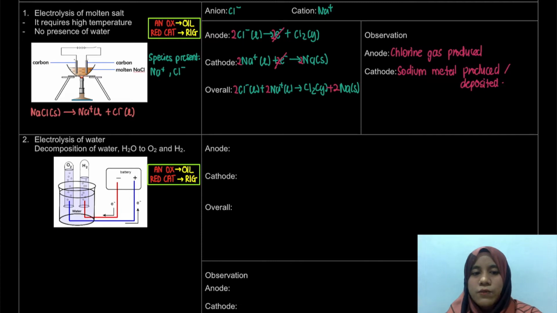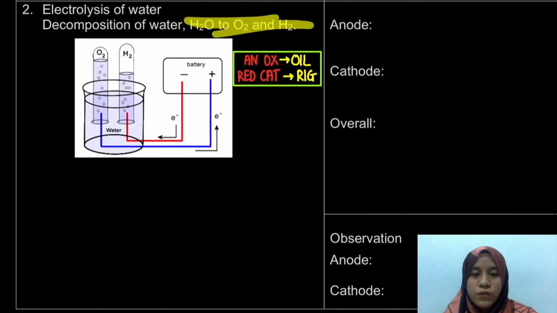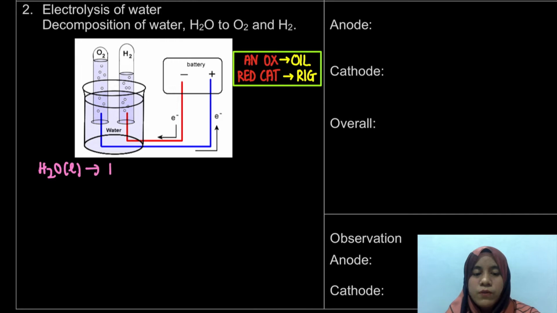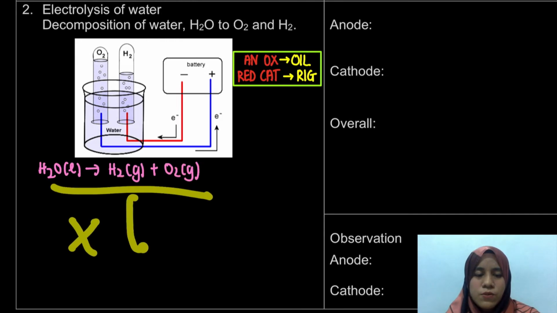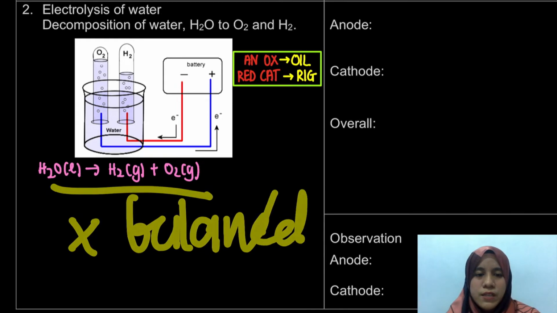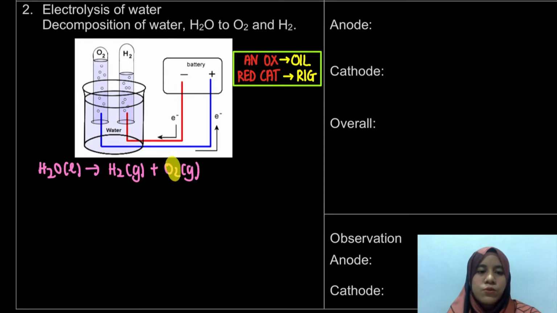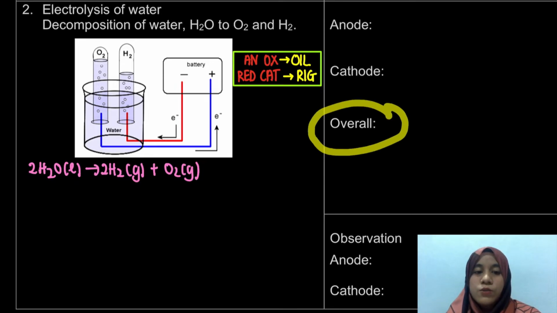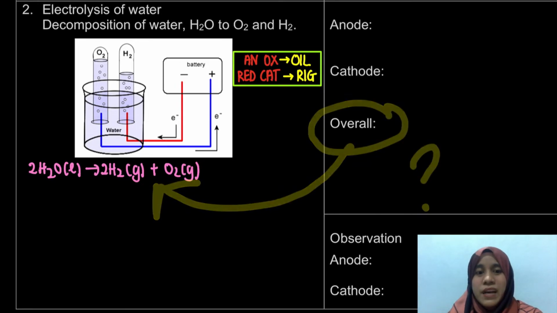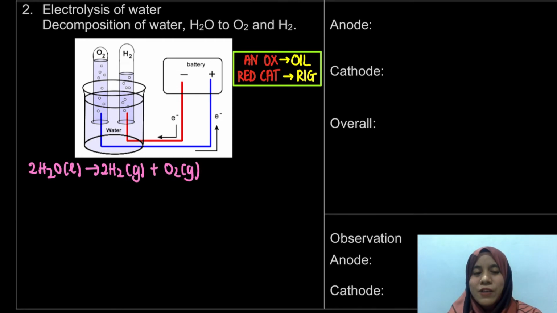Okay, next we have to look at electrolysis of water, where it will decompose to O2 and H2. First, what I would like to write down is the equation itself. H2O liquid will form H2 gas plus O2 gas. But the equation is not balanced yet, so what I'm going to do is balance the oxygen. So 2H2O gives 2H2 plus O2. Here the equation is balanced. So the overall we get this equation. But how do we get there? That's actually quite a long step.